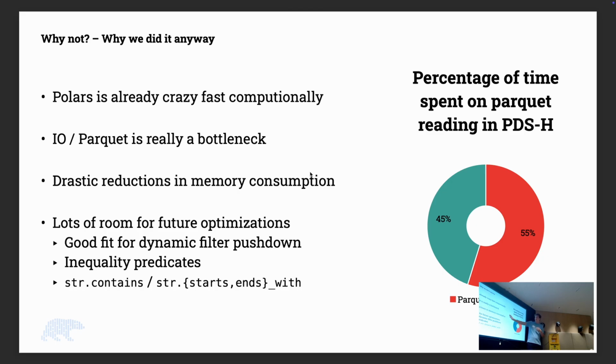And we have a lot of room for future optimizations that you can only do if you have done this. So it allows for dynamic filter push down, as I already said. We have these inequality predicates and these contain predicates, and these string predicates especially are very interesting because string copying is very expensive, because basically every individual string will require another mem copy again, which is very expensive.